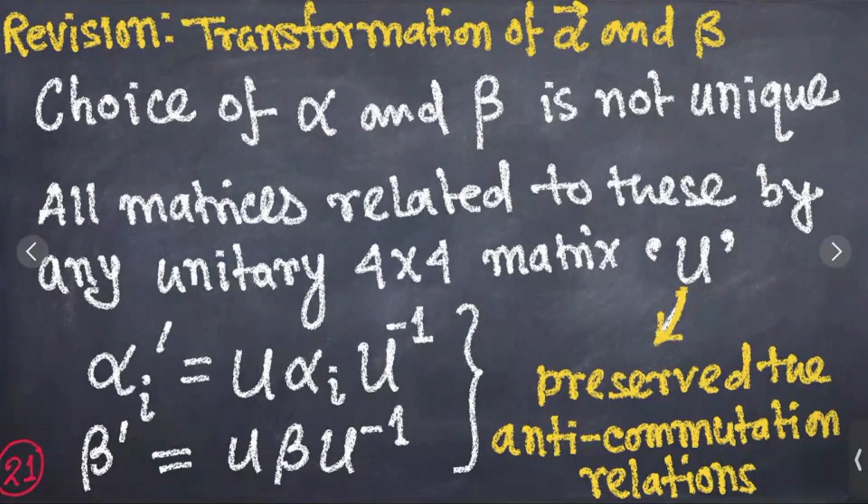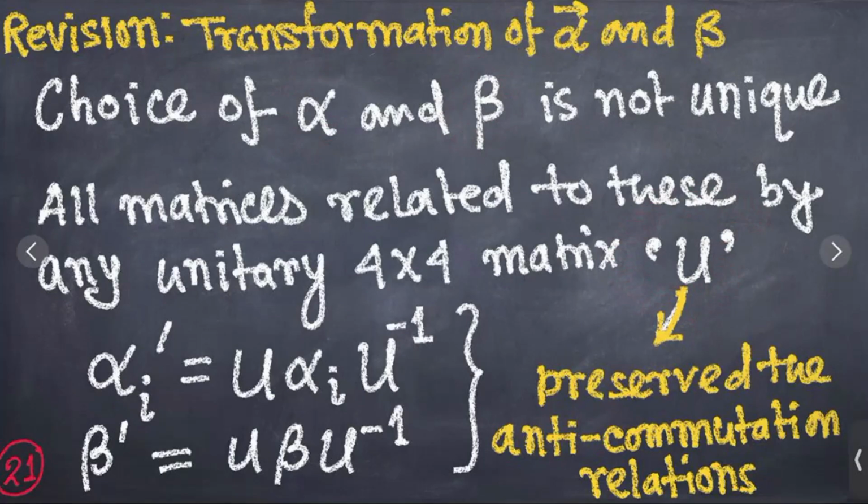But not all possible transformations are allowed in terms of the spin matrix. We can consider any kind of transformation, but the transformation is supposed to be unitary. If I consider alpha and beta, which are 4 by 4 matrices, and I want to transform them, I need a unitary matrix, which is supposed to be 4 by 4. Why do we need this unitary matrix?